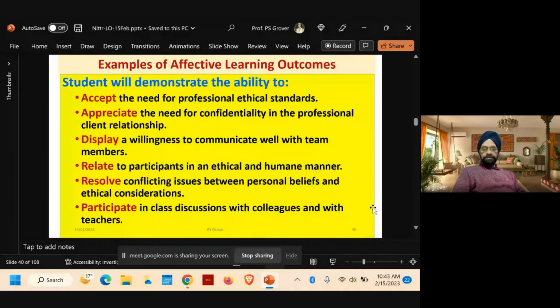Now, as we did in the cognitive domain, affective domains use the words accept, appreciate, display, relate, resolve. I have taken these examples. For example, display willingness to communicate well with team members. This indicates that the student is a good team player. He wants to share the relevant knowledge among the colleagues. Now, this habit has to be imbibed in the student.